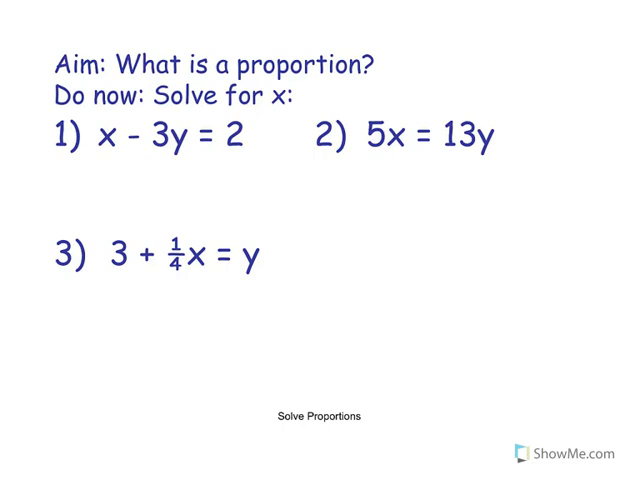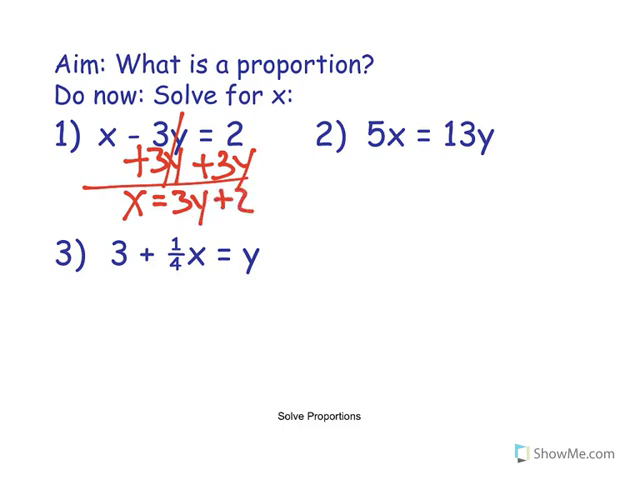So solving for x, number one says x minus 3y equals 2. So if I want to solve for x, I need to isolate x. So I eliminate negative 3y by adding its opposite on both sides. And that gives me either x equals 2 plus 3y or 3y plus 2. For the second one, we have 5x. So if I want to just get it down to 1x, I'm going to divide both sides by 5. So I get x is equal to 13/5 y.